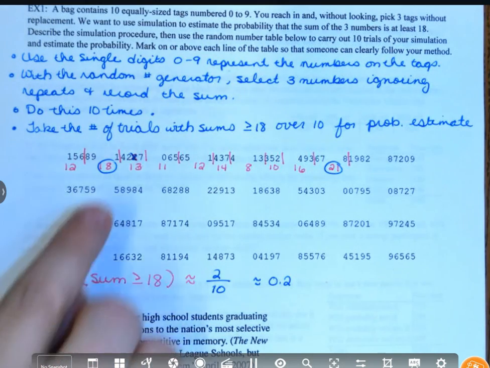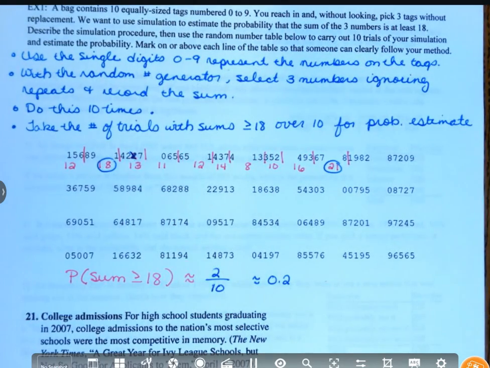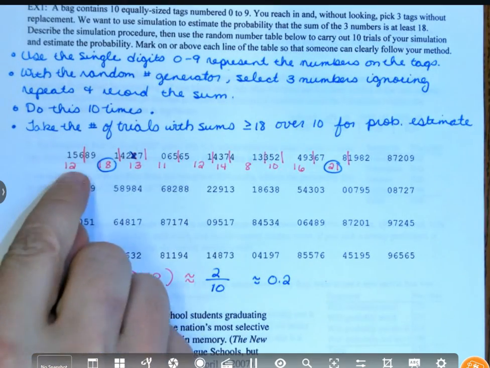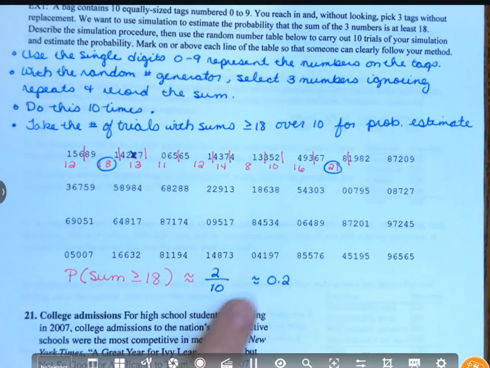Okay? There was one little case right here where you had to make sure that you ignored the repeat. Amazingly enough, there were no other repeats in all of that. I recorded my sums for each of my trials, and 2 of those had sums bigger than or equal to 18. So that meant my final answer was about 2%. Questions on any of that?